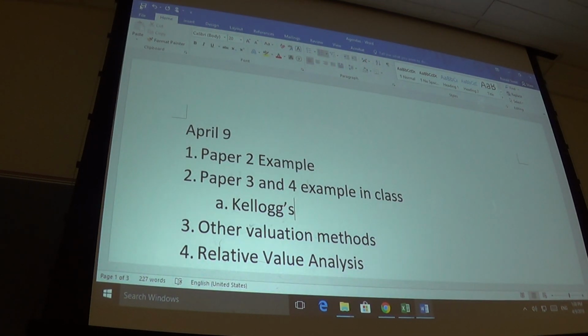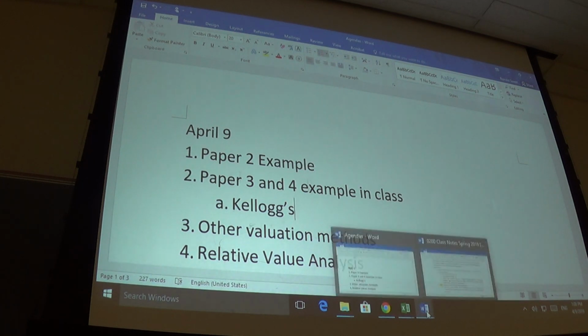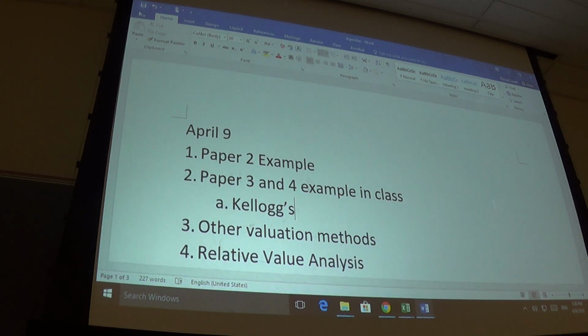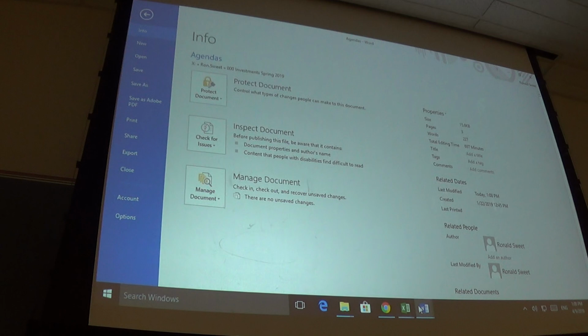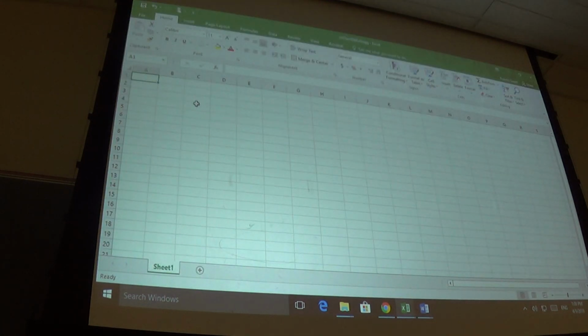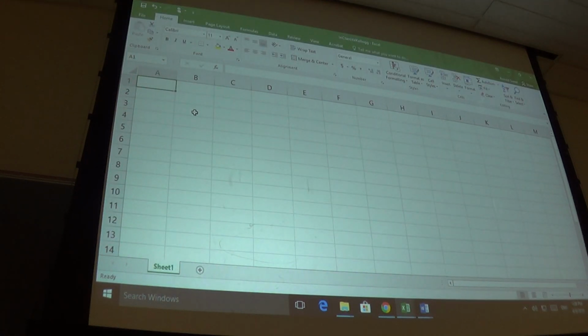All right, so we'll do Kellogg's. Kellogg's is a fairly simple one. I'll do it all in Excel, but you have to do it in Word. So what do you need to do to value a company? The first thing we need is a discount rate.